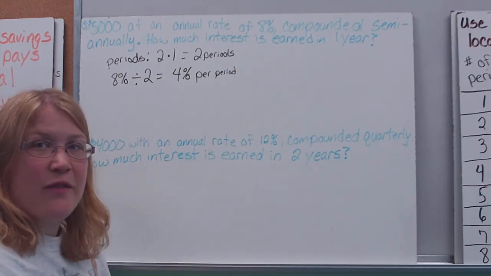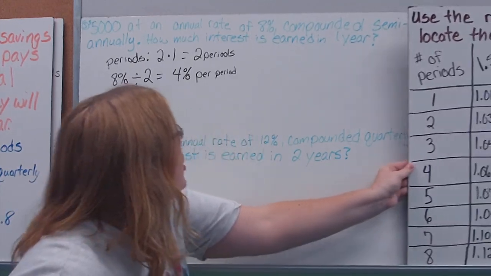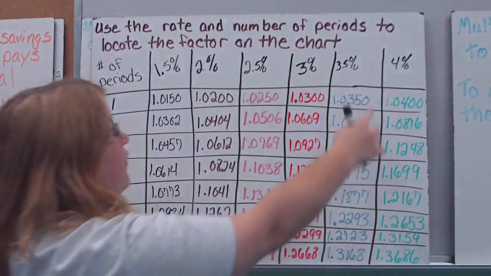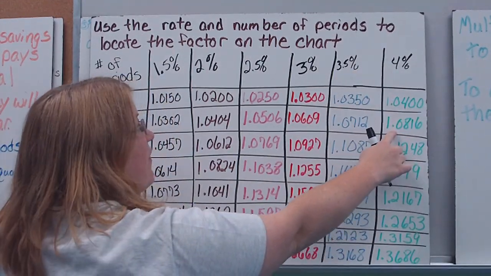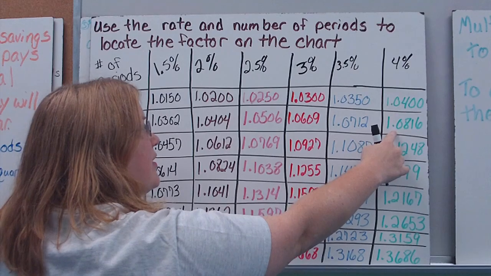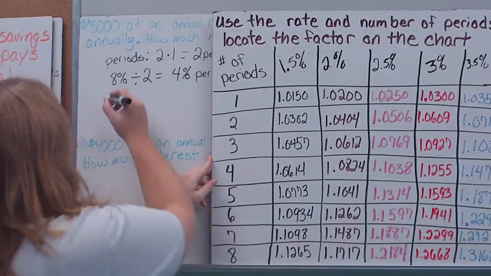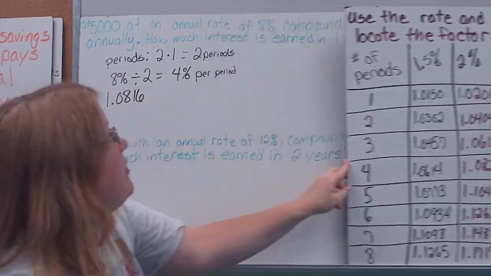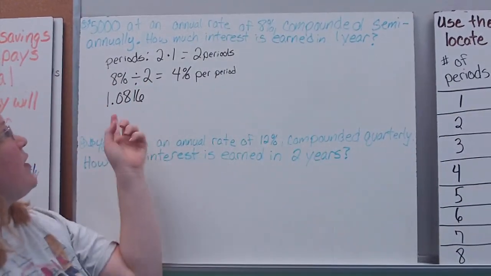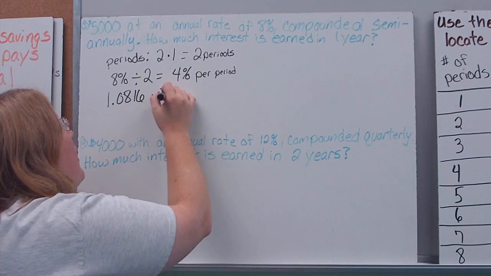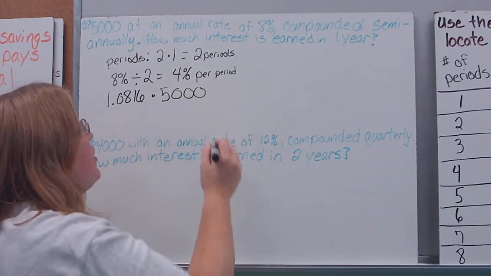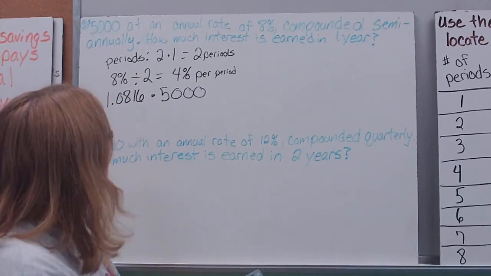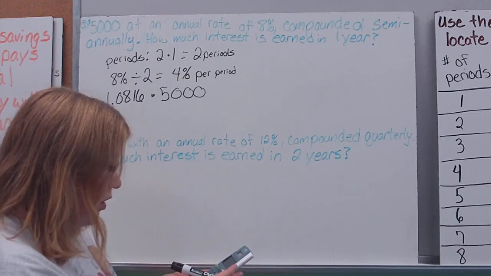All right, now I have the information that I need, so I can flip back to my chart. 2 periods at 4% gives me a factor of 1.0816. All right, so there's my factor, that I'm going to multiply by my original amount. Again, my handy-dandy calculator is going to do all the hard stuff for me.